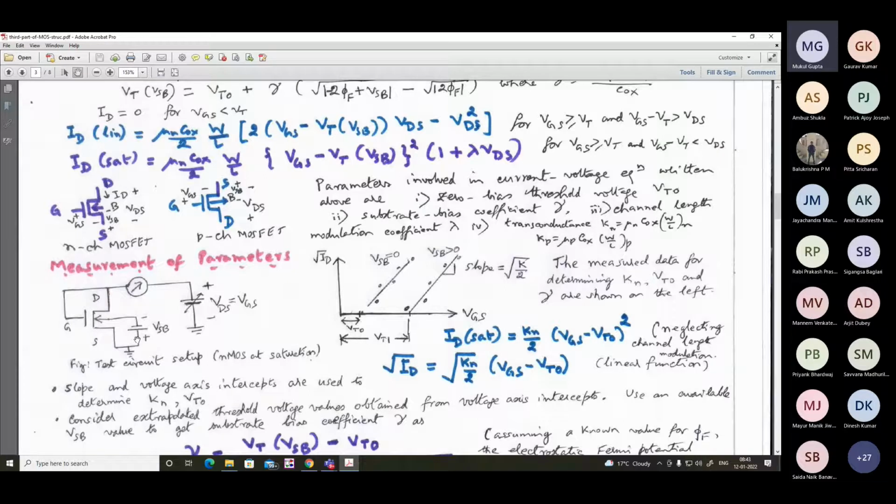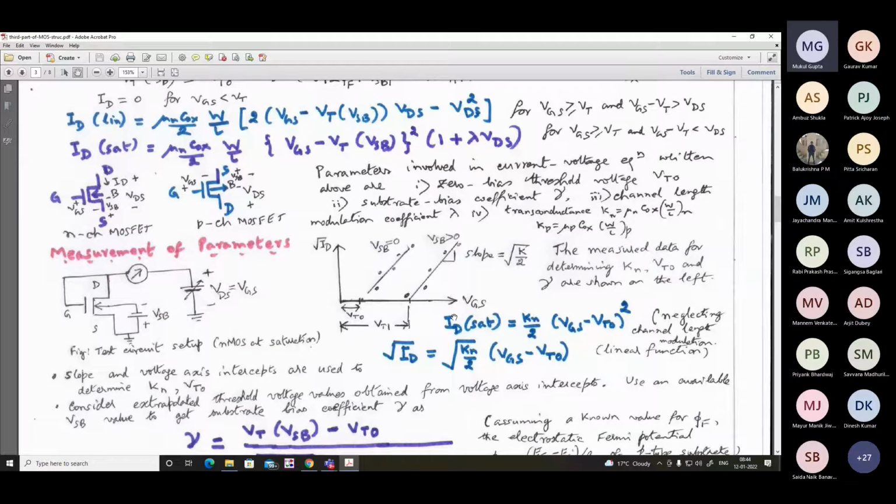Now, why do we need to bias it in saturation? The reason is that in that case, you have got the parabolic curve. So that means you get ID sat equal to Kn by 2. For the time being, note, dear friends, that we are neglecting the channel length modulation coefficient. So we take lambda to be 0 for simplicity. ID sat equal to Kn by 2 into VGS minus VT whole square, right? In that case, you take the square root of the current, it becomes root over Kn by 2 into VGS minus VT0. So if you plot the square root of current as a function of VGS, it becomes a straight line, linear.